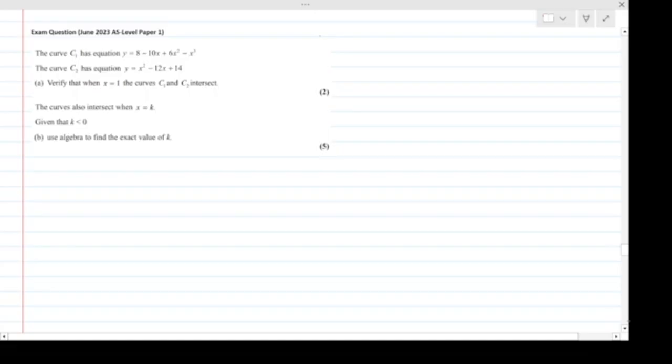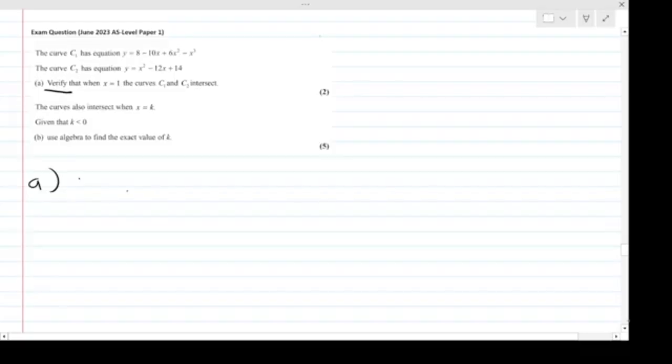First of all, it then says verify that when x is 1, the curves C1 and C2 intersect. And I will say this is a common exam question as well. Very similar sort of question I see multiple times. Now, when it says verify, that exam keyword there, it doesn't mean you have to prove it, you need to work it out. It literally just means check that is indeed the answer. Well, how do we check it? Well, just plug in x is 1 into both the equations.